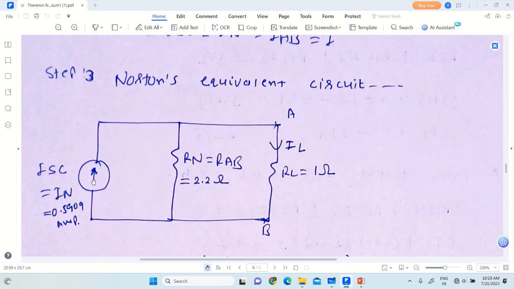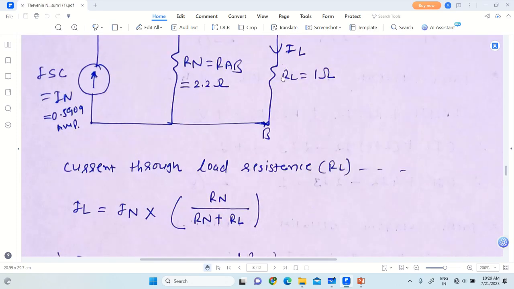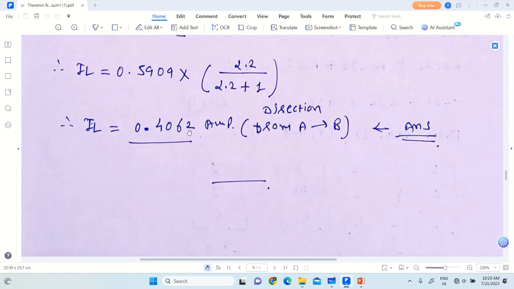And the direction of current, right, it is in the downward direction, current is flowing from A to B. So obviously the current source is like this, so current flows like this and then from A to B, or in other words we have obtained a positive answer for IL. So current flows from A to B, so this is the magnitude and this is the direction of the current, so this is the answer.